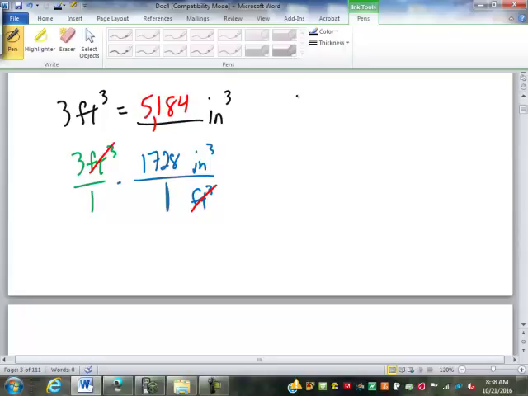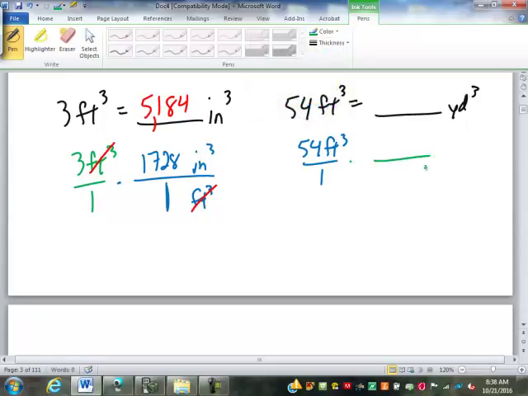How about 54 cubic feet going into cubic yards? How do we do that one? Which one's the bigger unit? Yards, so 1 goes to yards. 3 feet in a yard, so when it's cubed, it's 3 by 3 by 3, or 27. It's 2 cubic yards. You should have either a caret key like this, or the XY key.